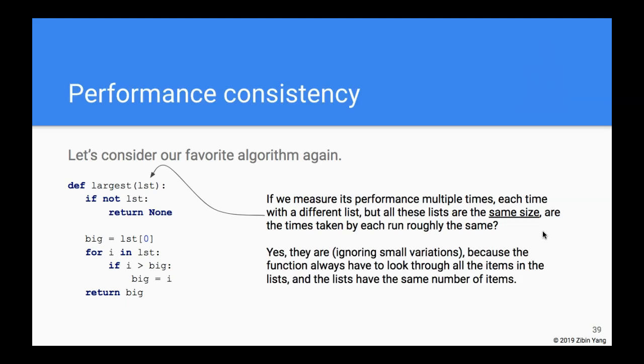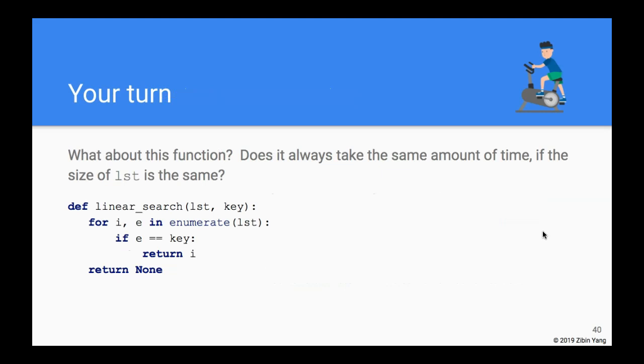Most of them are going to run in about the same amount of time. There are going to be small variations, but by and large, they're going to be very similar. The reason for that is the function always has to look through the entire list to find the one that is the largest. So as long as the size of the input is the same, and obviously you run it on the same machine, the different runs are going to take the same amount of time.